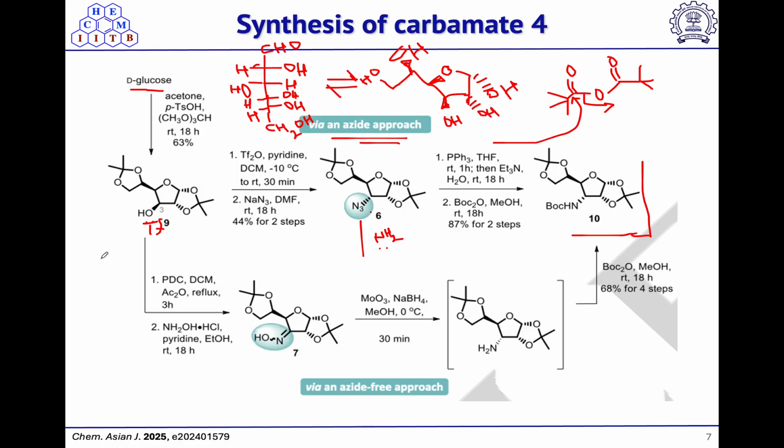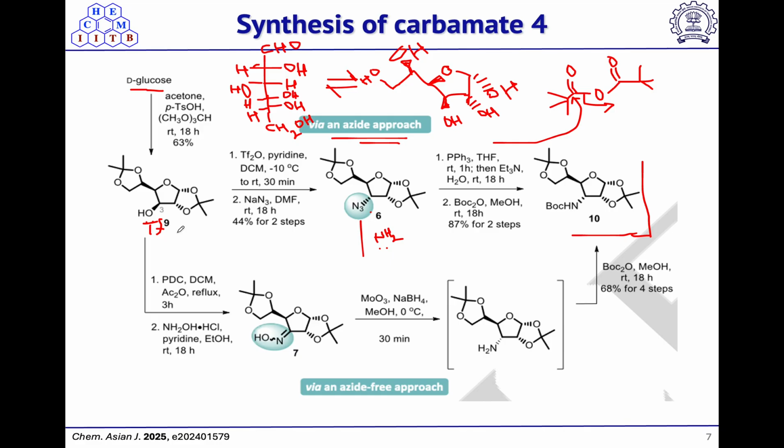So after getting this compound 10, if you see, this is the azide approach, where to get this we are getting a 44% yield from 9. So this yield is very low. They want to improve the yield for this reaction. That's why they avoided this azide approach. So rather they used an alternative pathway to get this compound 10. So what did they do?